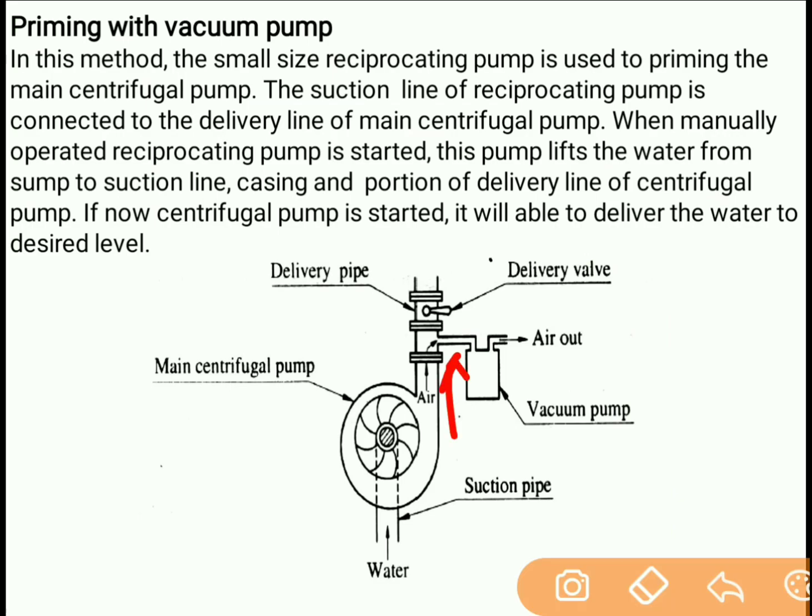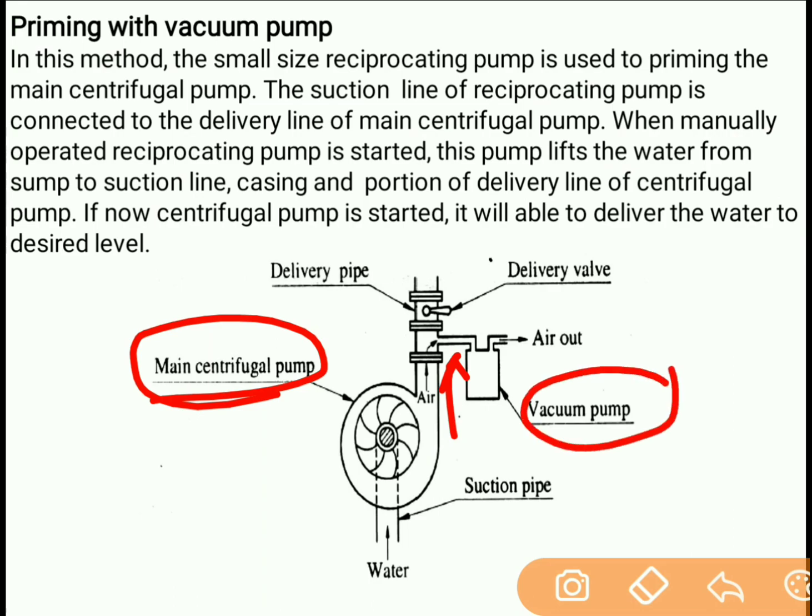So where is this air coming from? This air is coming from the centrifugal pump. So in this way, we can suck out the air with the help of the reciprocating pump which is attached at the end of the delivery pipe. In this way, we can remove the air from the centrifugal pump.